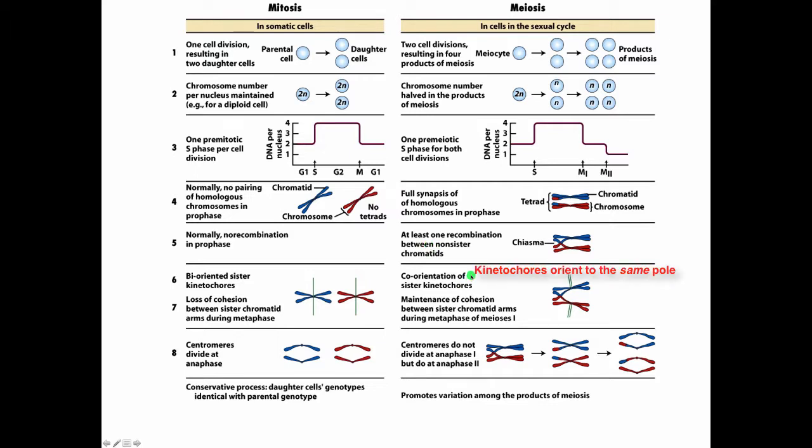In the first meiotic division, there's co-orientation of sister kinetochores towards the same pole. There's maintenance of cohesion between sister chromatid arms during metaphase 1 of meiosis. So at the first meiotic division, an entire homologue goes to one pole. So here both chromatids of maternal chromosome 1 go to the one pole. Both of paternal chromosome 1 go to the opposite pole. This produces variation in gametes.